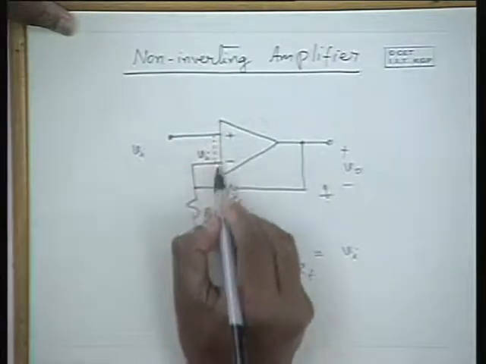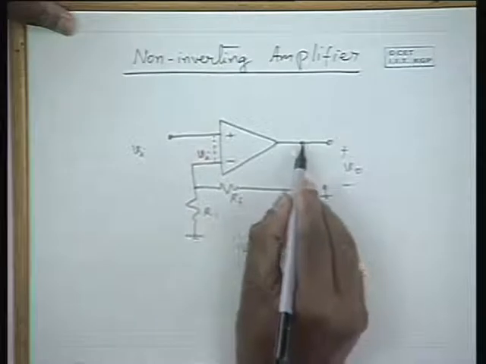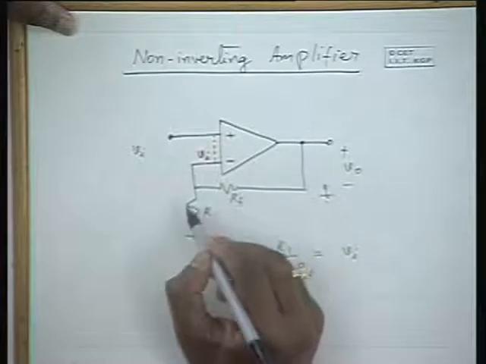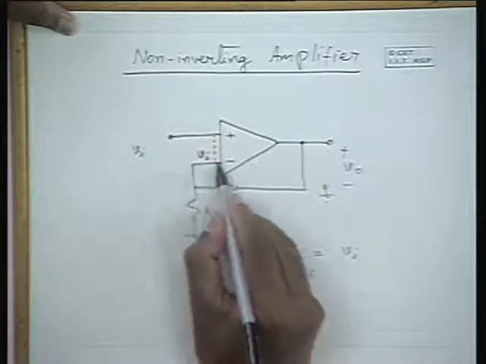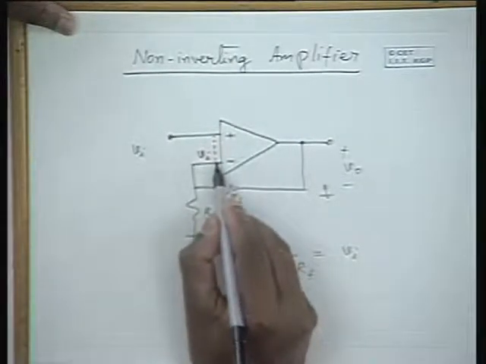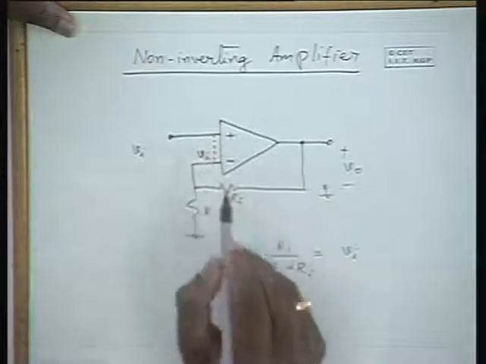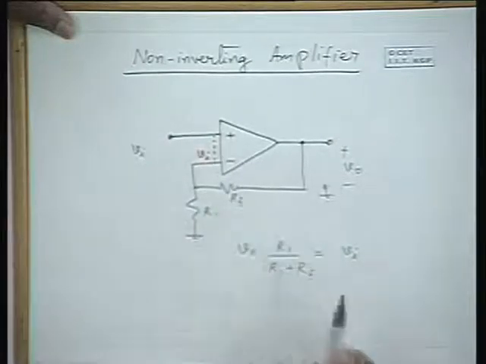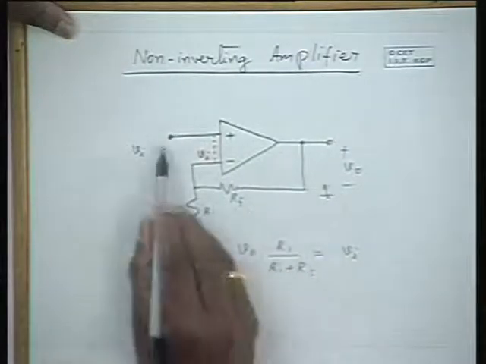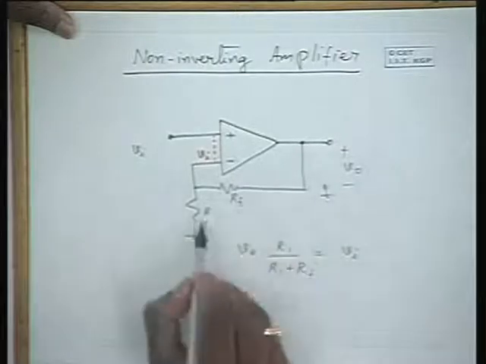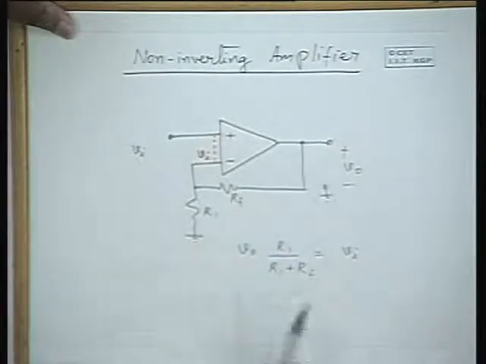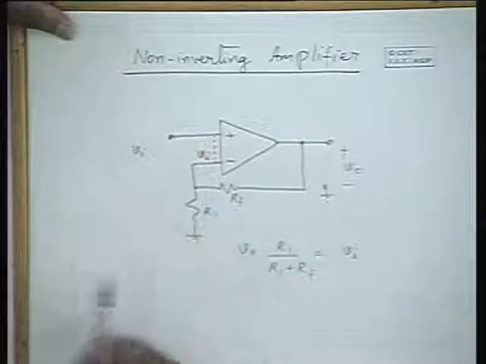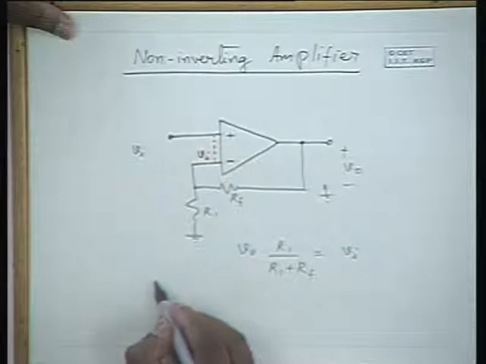And because the input impedance is very high, practically no current flows through this terminal. The voltage gets divided between RF and R1. Hence, this voltage is equal to V0 into R1 by R1 plus RF, the voltage division between these two. And Vi is the input voltage itself.